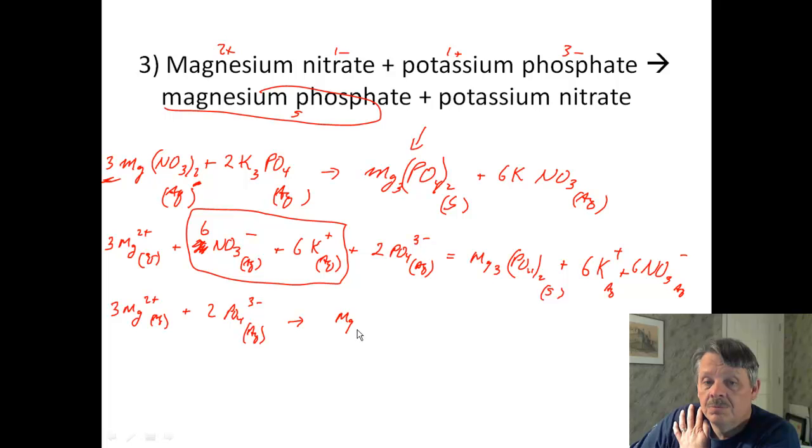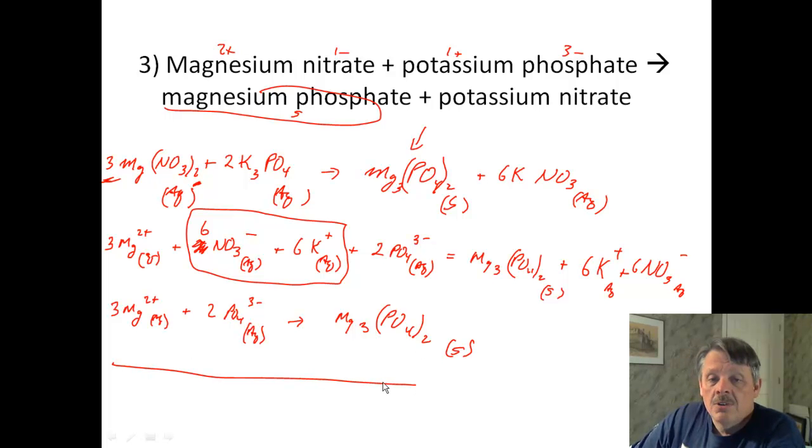magnesium, Mg3(PO4)2, and that is a solid. So this last thing right here is my net ionic equation. The middle one is the full ionic equation, and the top one is the balanced chemical equation.